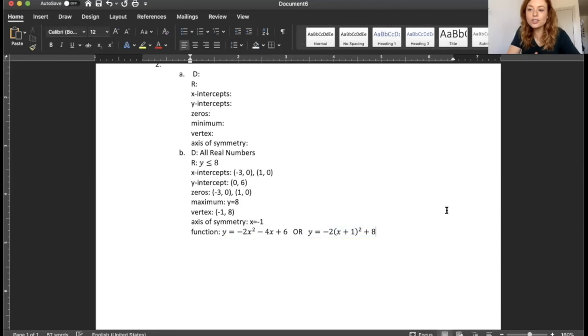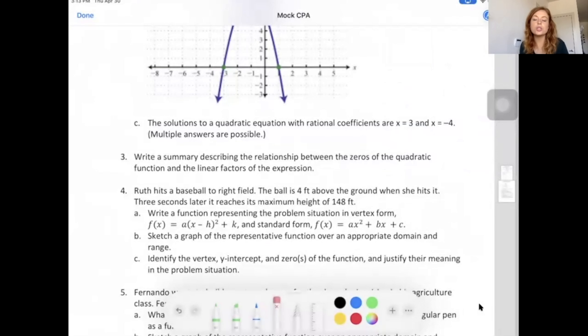Okay, so that's your expectation on A and B of number 2. And on C, let's pop over and see what that one looks like. Part C says the solutions to a quadratic equation with rational coefficients are x equals 3 and x equals -4. Okay, so for this one, we actually have to set up the equation.